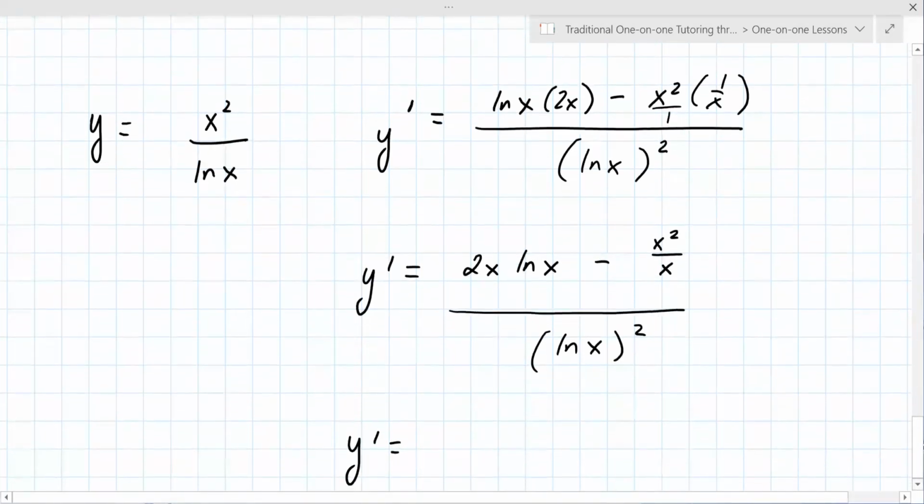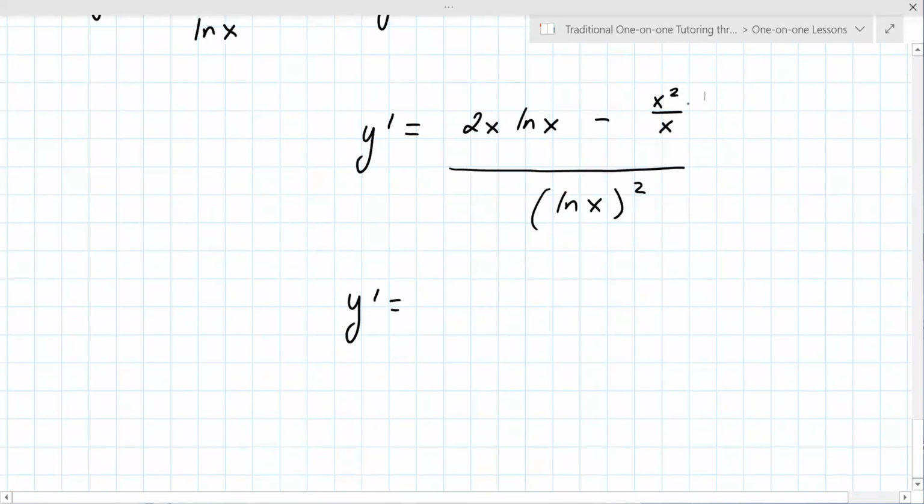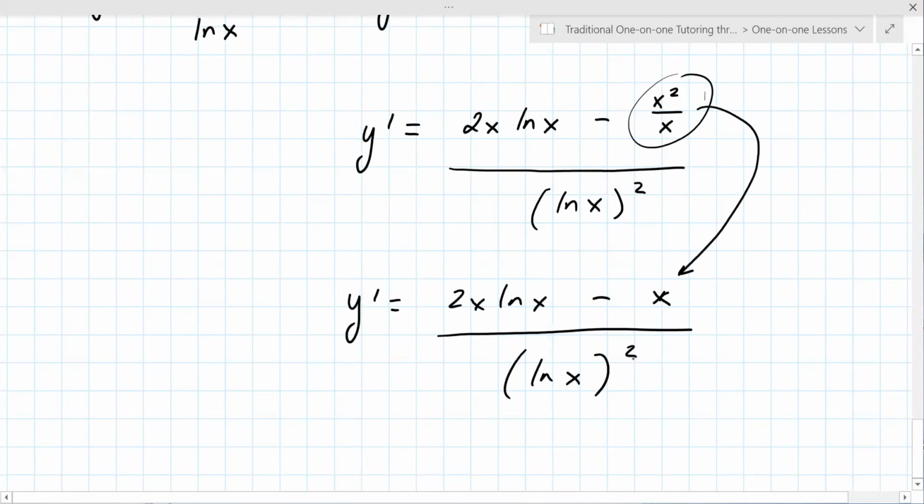Wait, how did you do that? I'm multiplying the numerators, the top ones here. X squared times 1 is x squared. 1 times x is x. Okay, so now this on the right, this thing that I'm circling, that becomes just x. Isn't it 2x? No, the numerator is x squared, which is really x times x. The bottom is x. They cancel, and you're just left with x. Okay.